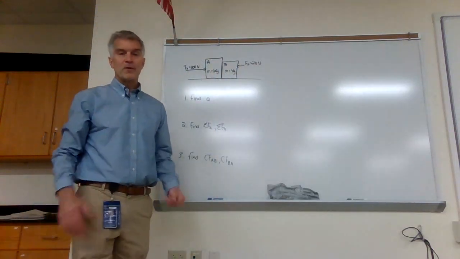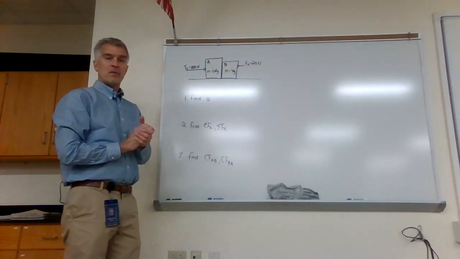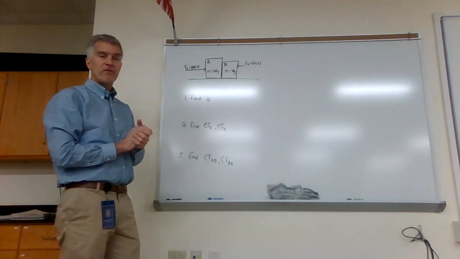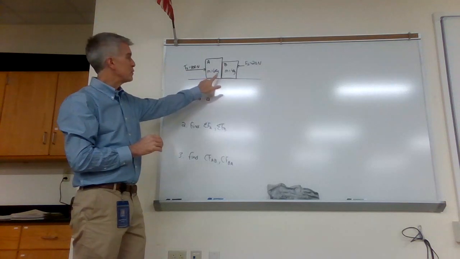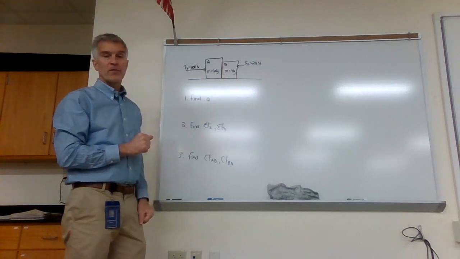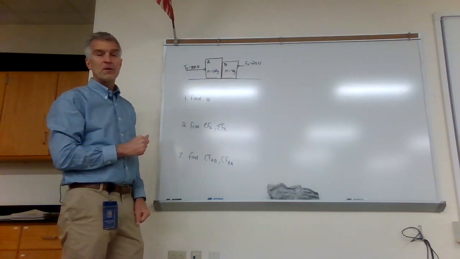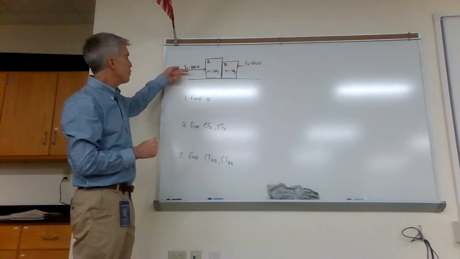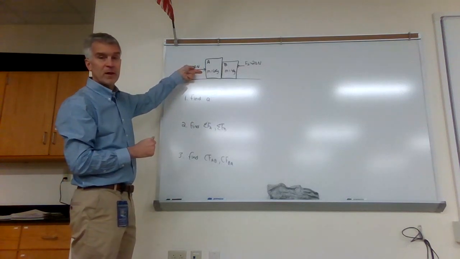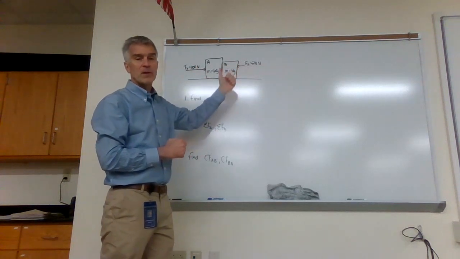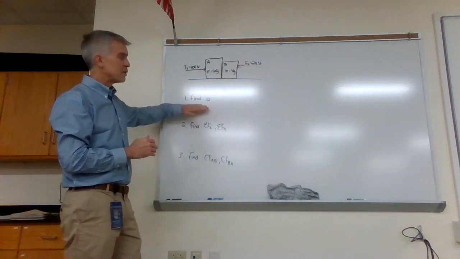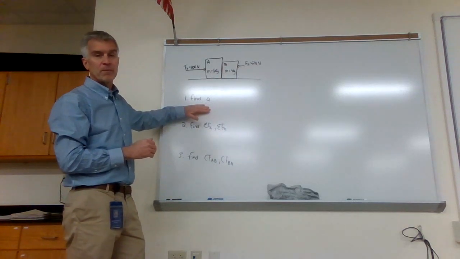All right, today we're going to do a fun little problem. I have here two blocks that are on a frictionless surface. Block A has a mass of 6 kilograms. Block B has a mass of 4 kilograms. There's two forces applied. There is a 100 Newton force applied to block A to the right, a 20 Newton force applied to block B to the left. And the first thing we want to do is find the acceleration.